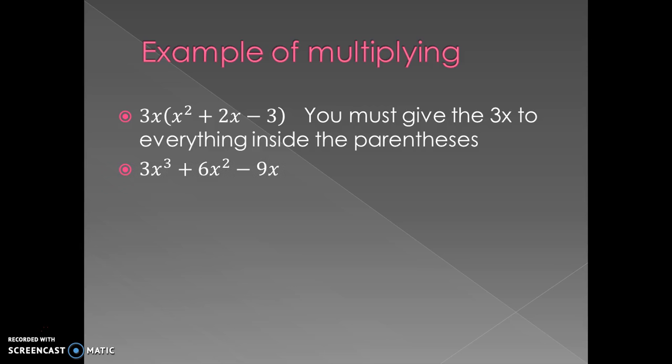So 3x times x squared is, I'm going to multiply the big numbers, add exponents, so 3x to the third. Now I have to do 3x times 2x. 3 times 2 is 6, and I have two x's. Don't forget, each one of these has an x on it. And then finally 3x times negative 3. 3 times negative 3 is negative 9, and now I only have one x out of both of those.